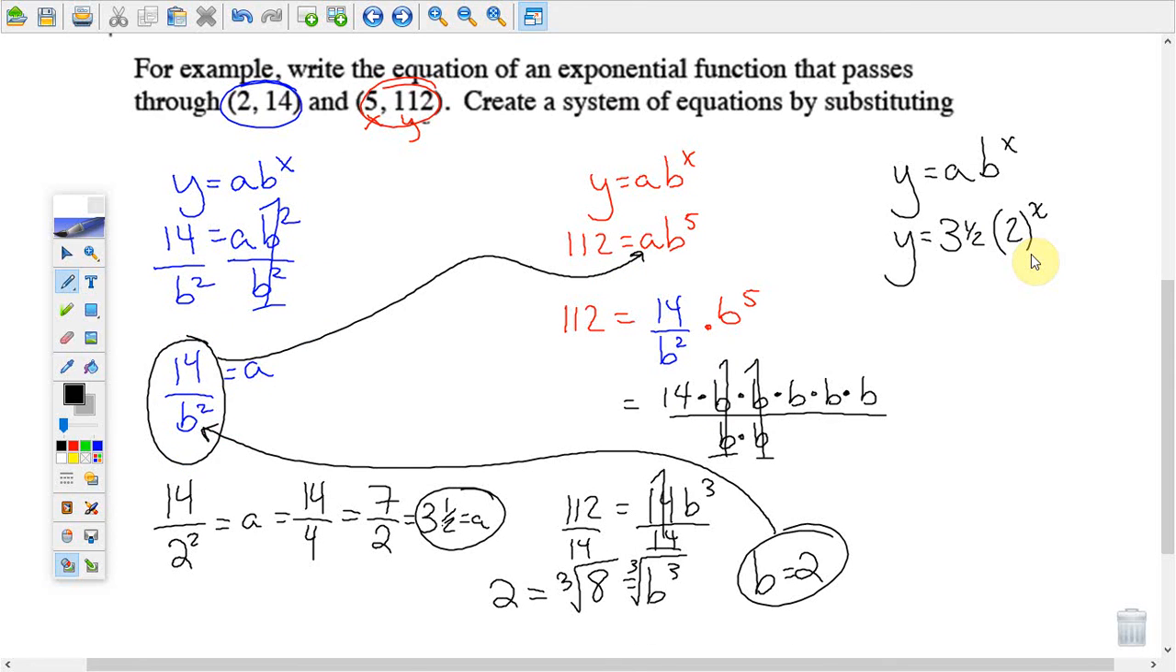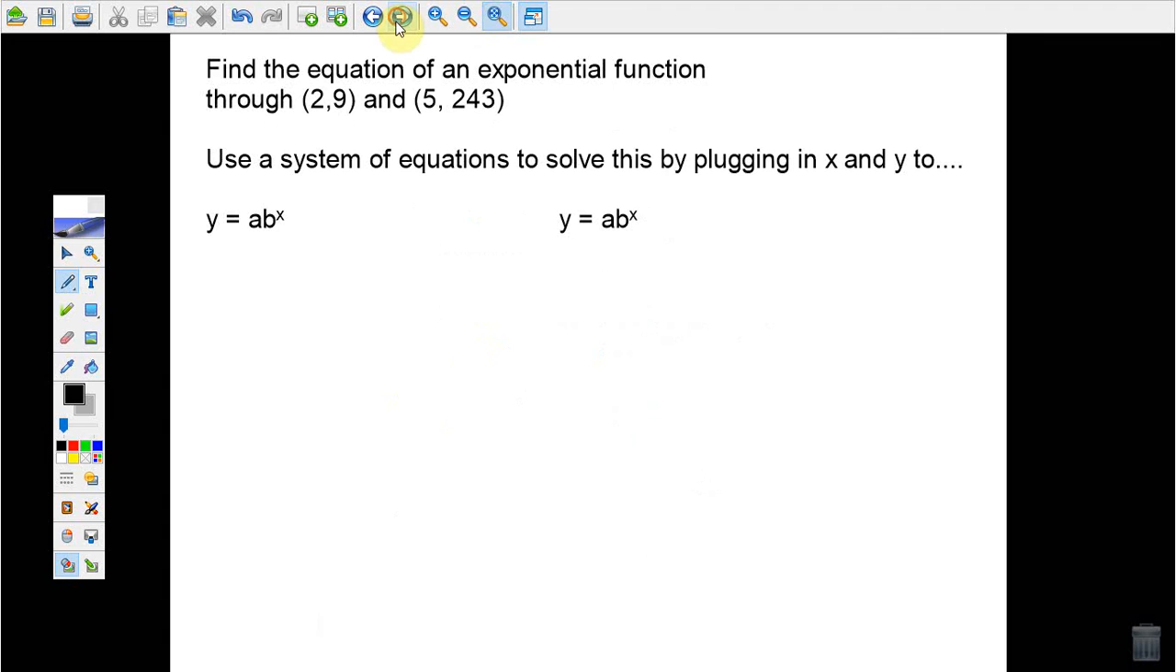Alright, on the next screen, guys, I have a sample problem pretty similar to that. We want to find the equation of an exponential function that goes through the points 2, 9 and 5, 243. So we start off by writing those 2 unfilled versions of exponential equations, y equals ab to the x, y equals ab to the x, and plugging in our x and y for the first point, which is 2 and 9, and our x and y for the second point, which is 5 and 243. I'll leave you to solve the rest of it.